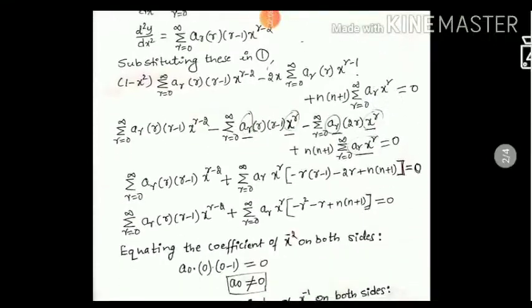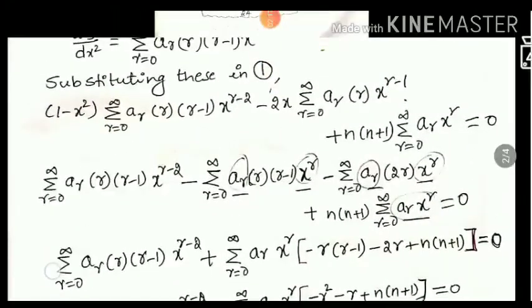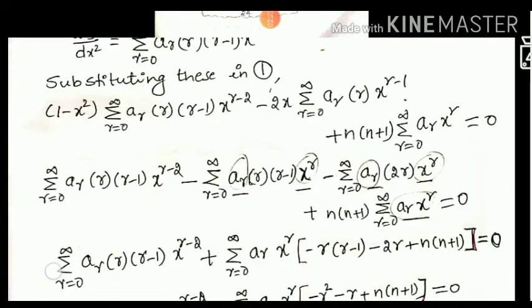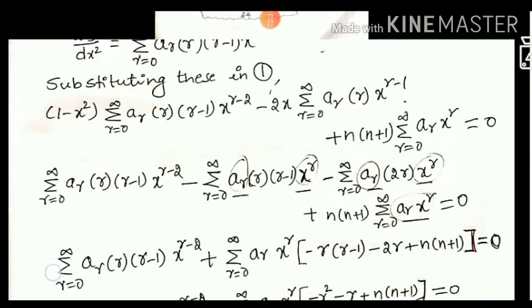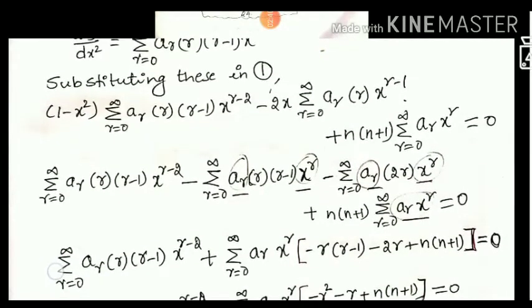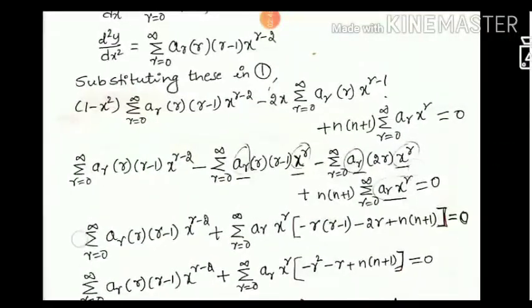So we get (1 minus x square) into sigma r from 0 to infinity ar into r minus 1 into x power r minus 2, because this is d square y by dx square, minus 2x into dy by dx, that means sigma r from 0 to infinity ar r x power r minus 1, plus n into n plus 1 into y, means sigma r from 0 to infinity ar x power r, which is equal to 0. Just substituted whatever we have evaluated. Now let us go for simplification.